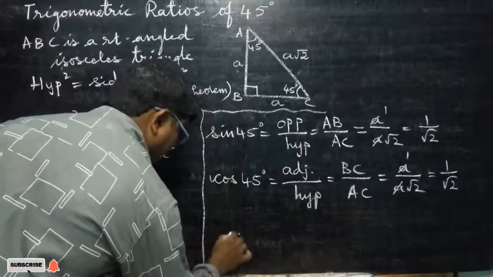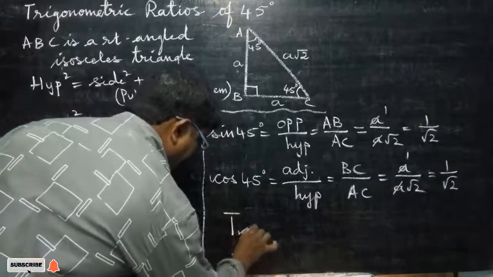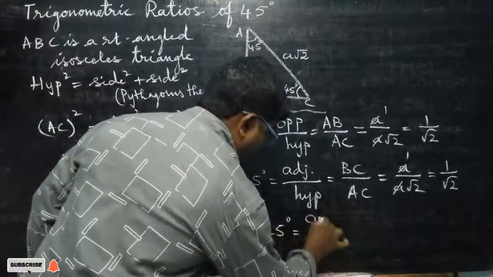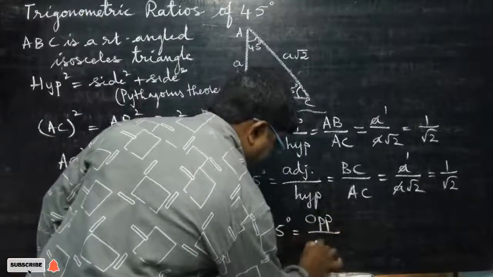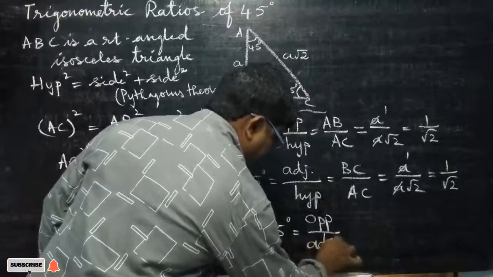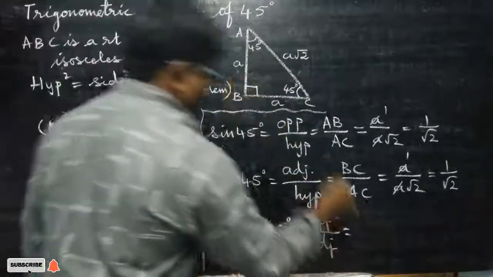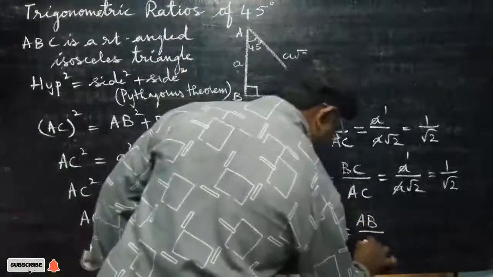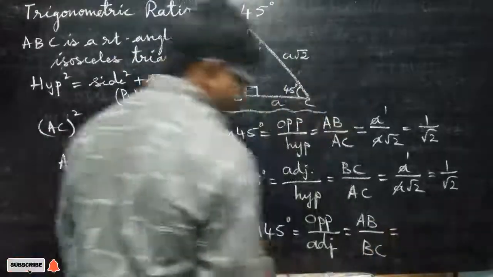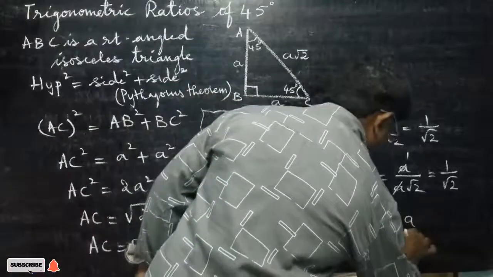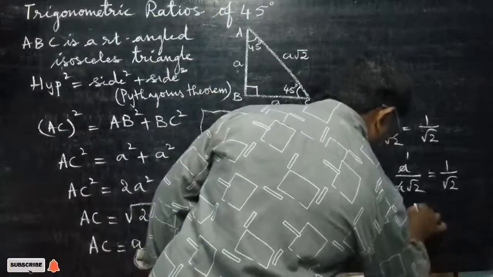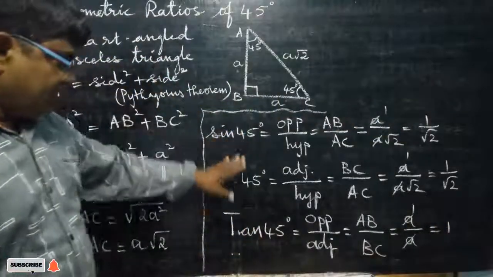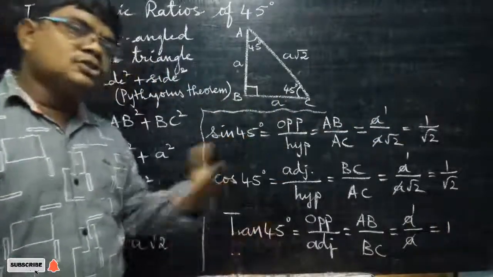Next, tan 45 degrees. Tan means opposite side to 45 degrees by adjacent side to 45 degrees. Opposite is AB and adjacent is BC. So A by A. A goes in A one time. So tan 45 is 1. If you learn these three, those three also will come automatically.